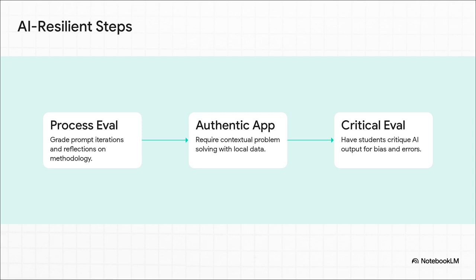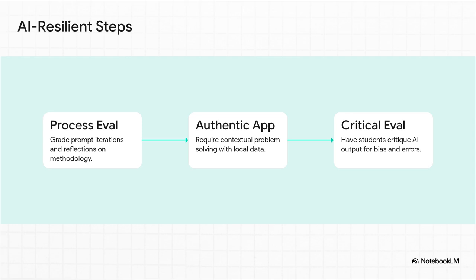Step 1, process evaluation. We have to stop grading just the final submitted product. Instead, grade their prompt engineering drafts, their iterations, and their written reflections on their own methodology. Grade how they arrived at the answer. Step 2, authentic application. Generic summary questions are completely dead. We need to require hyperlocal or highly contextual problem solving. Force students to integrate local data or reference a discussion you literally just had in class yesterday, things the AI hasn't been trained on.